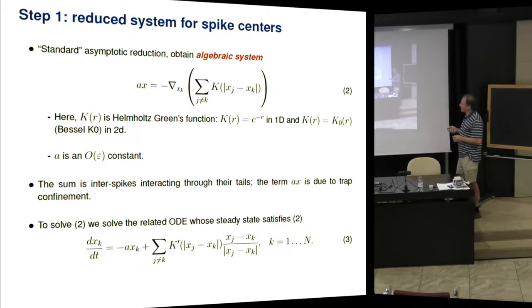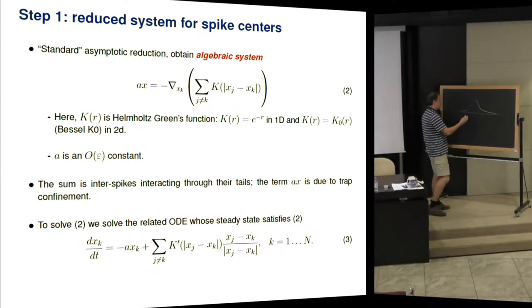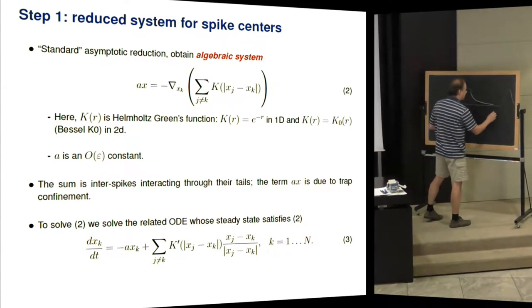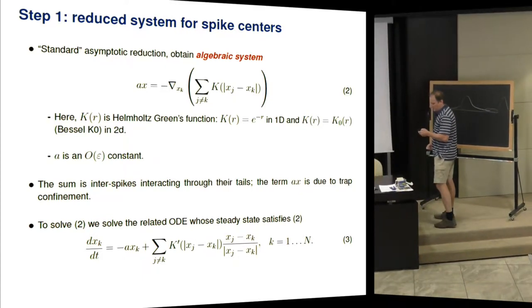And the reason it's there is because the spikes look something like this. That's how a typical spike looks, and it's concentrated, or they're far away from each other, and then there's another spike somewhere else, and they interact through their tails. Because of this interaction, that's where this term comes from. And on the left-hand side, that comes from just the confinement term. So this is the system that one can derive as a reduced system for the locations of the spikes.